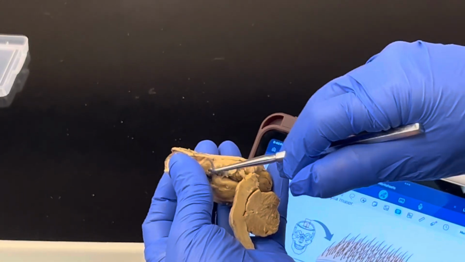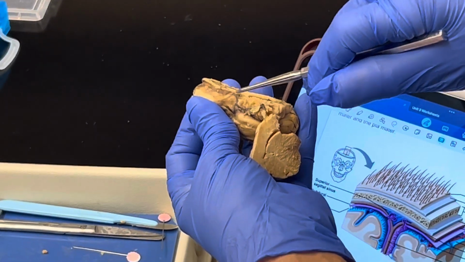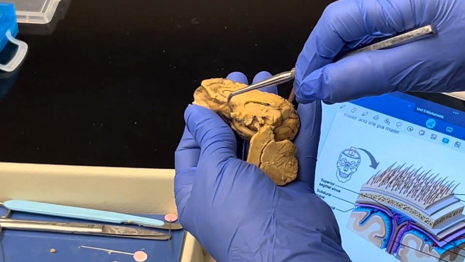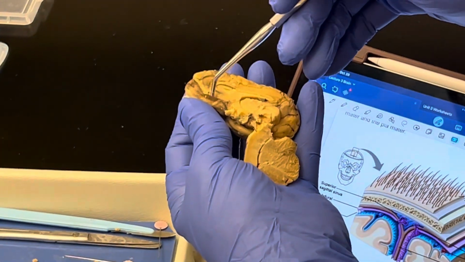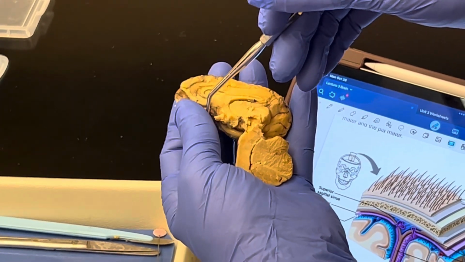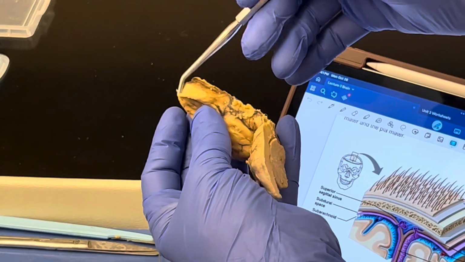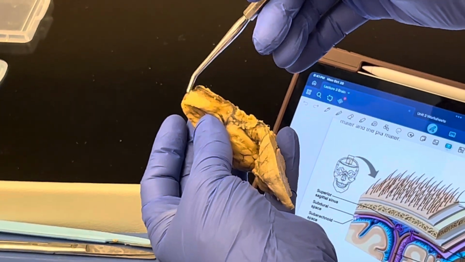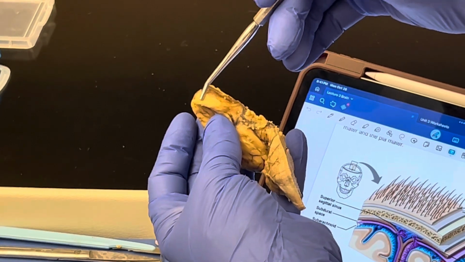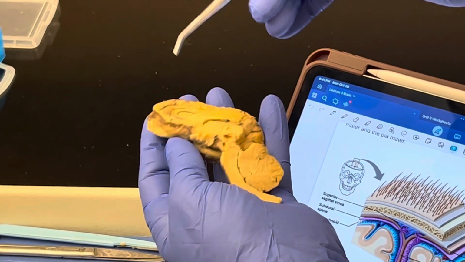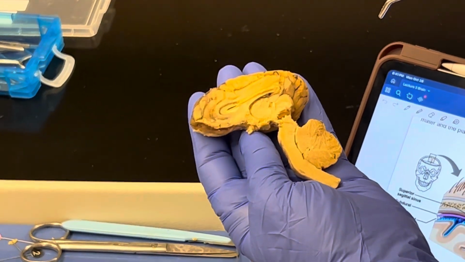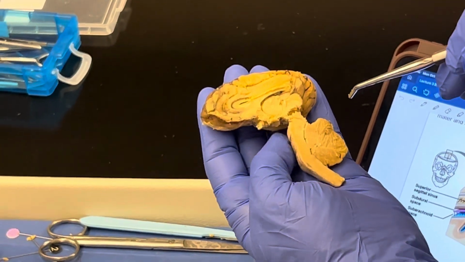In the front, we have a structure here known as the optic chiasm. The optic chiasm is connected to the optic nerves that come from the eyes, and they transport the information to the optic chiasm. And then here we have an olfactory bulb. This is the olfactory bulb for the sense of smell, and it is going to sit on top of the cribriform plate and have nerve endings that line the nasal cavity.